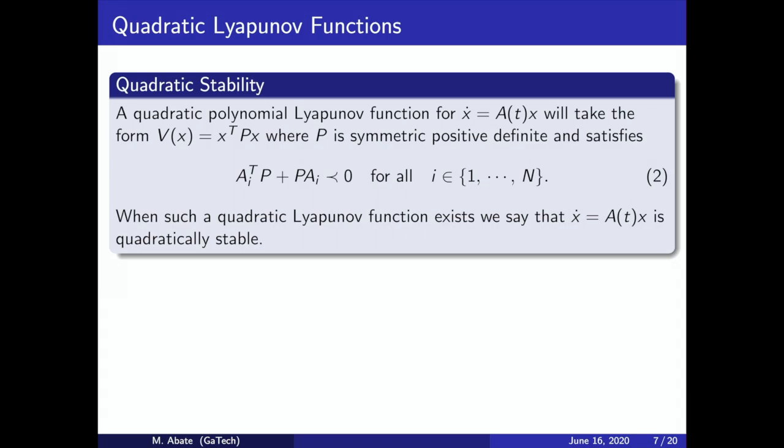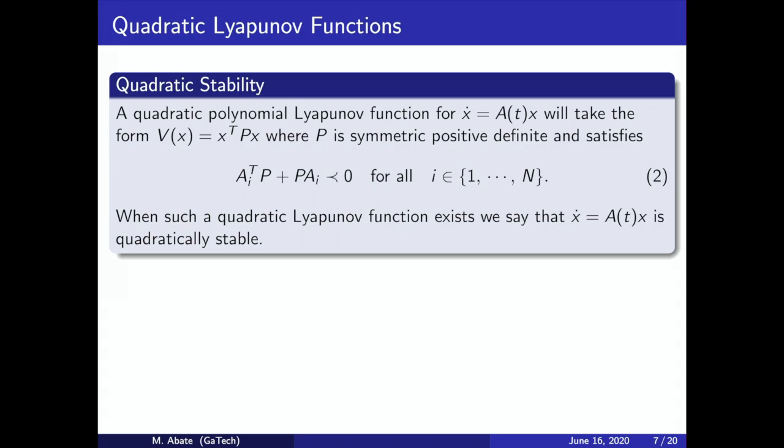The simplest homogeneous polynomial Lyapunov function is the quadratic Lyapunov function, given as V of x is equal to x transpose Px, where P is symmetric positive definite and satisfies the Lyapunov constraint 2. The benefit of searching for a quadratic Lyapunov function rather than a higher order homogeneous polynomial Lyapunov function is essentially computational. Quadratic Lyapunov functions are the simplest form of homogeneous polynomial Lyapunov functions and are thus the most easily identifiable. Moreover, the search for a quadratic Lyapunov function can be cast as a semi-definite program, and many efficient solvers exist to handle such tasks.